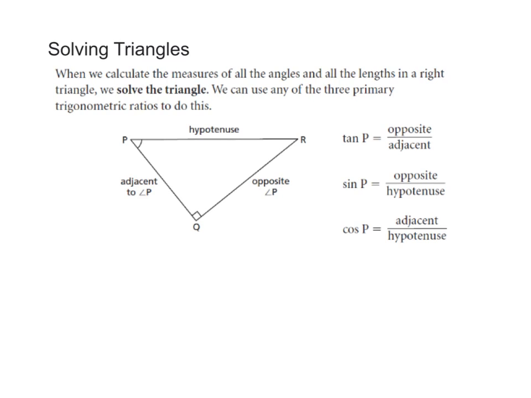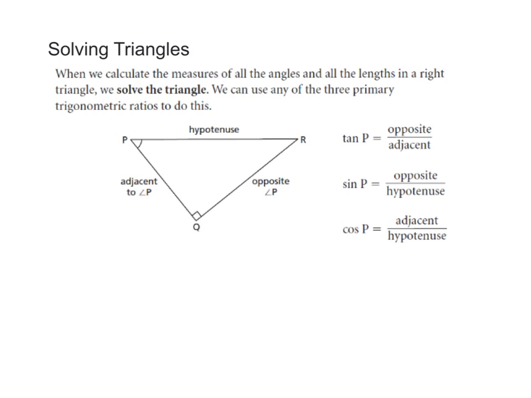When we calculate the measures of all the angles and all the lengths in a right triangle, we solve the triangle. So when we're talking solve the triangle, we're saying find everything about it, all of the side lengths and all of the angles. We can use any of the three primary trig ratios to do this. So for this one, we have tan, sine, and cosine at our disposal to start solving. This one doesn't give you any information, so we're not actually going to be able to solve that. But if we had some angles and some side lengths, we can start using that.